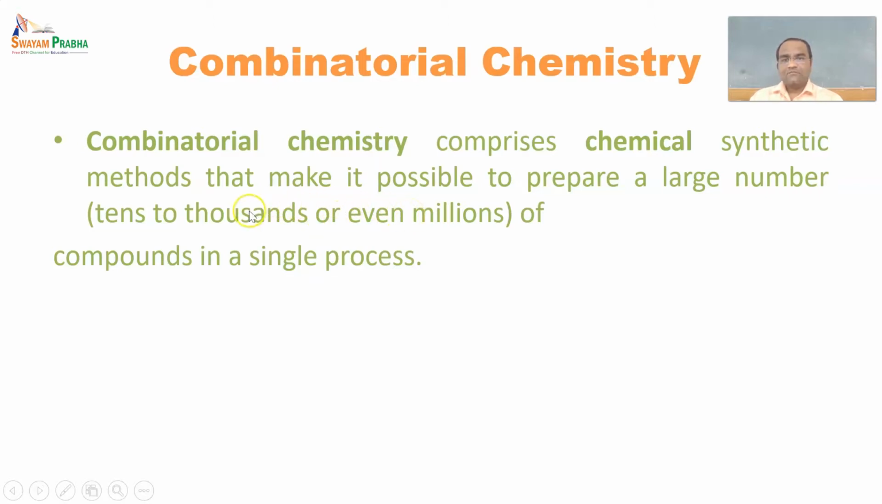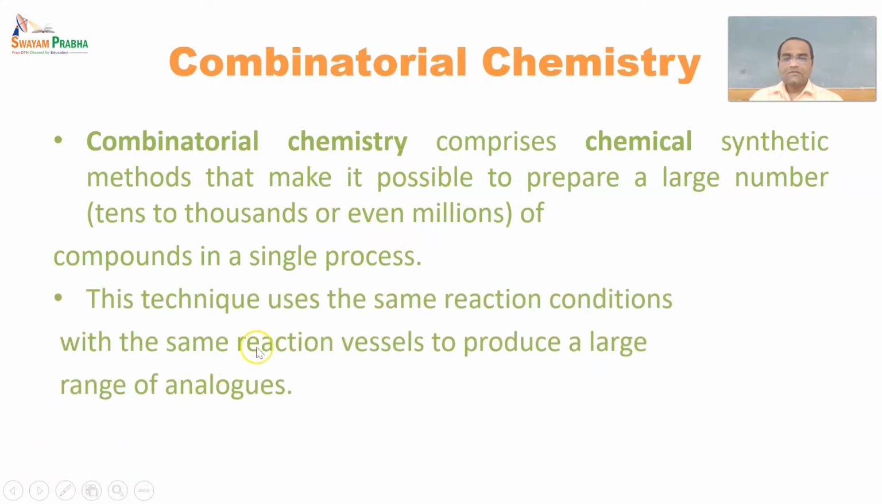Whenever we go through a traditional synthesis method, a chemist or medicinal chemist will be able to synthesize only a specific chemical or a single moiety. But by use of this technique of combinatorial chemistry, a chemist can synthesize many compounds at a time in a single process, and this process is said to be combinatorial synthesis. All this is possible in a single reaction vessel. This technique uses the same reaction conditions with the same reaction vessel to produce a large number of analogues.